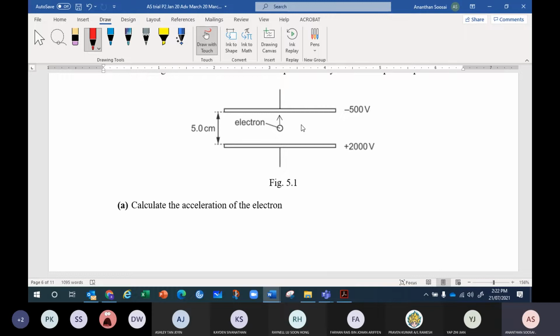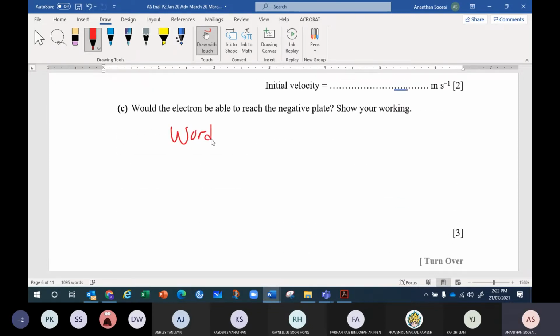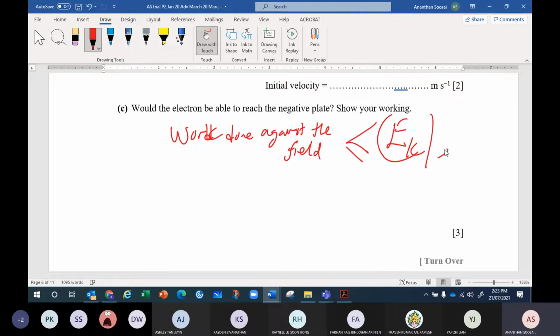Then you need to calculate that first. Let's say for the electron to touch the plate needs 10 joule. If the kinetic energy of the electron is more than 10 joule, then it should reach the negative plate. So the clue is the work done against the field must be smaller than or equal to the kinetic energy possessed by the electron. This is when it can touch.